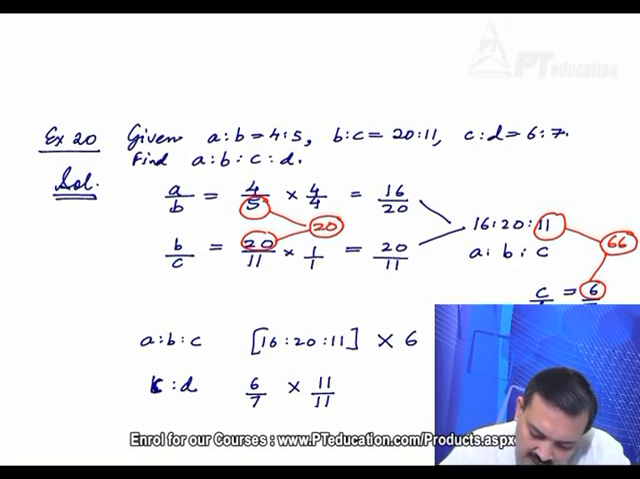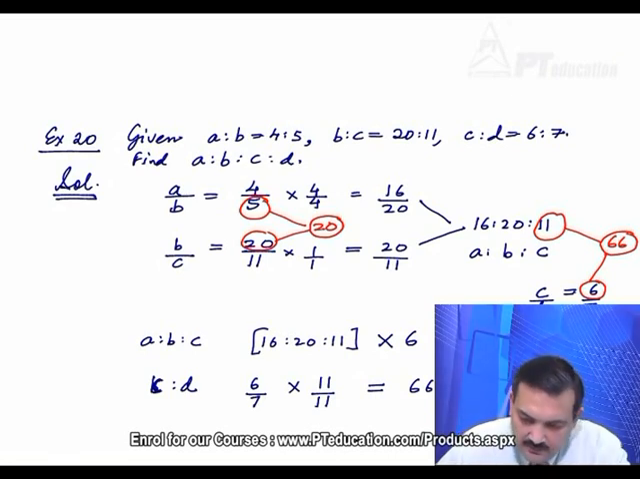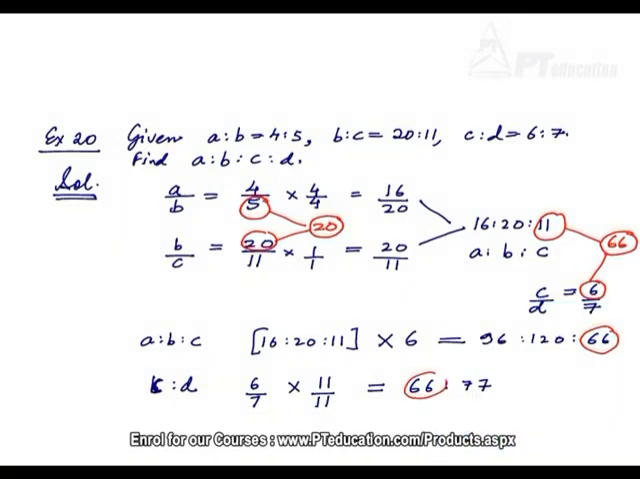So the first one will give us 16 into 6, which will be 96. 20 into 6, 120, and 11 into 6, 66. And in the second case, we will have 66 is to 77. Now we know, do not be too scared by these horrifying looking numbers. It's actually pretty simple, that we have been able to make these two equal. So the question is solved. If these two are equal, then our final answer is absolutely apparent.